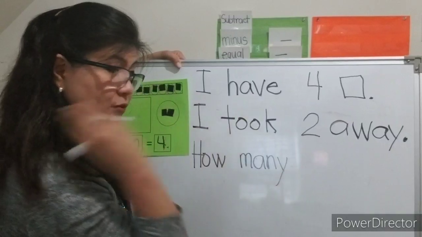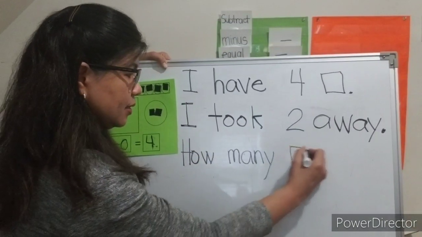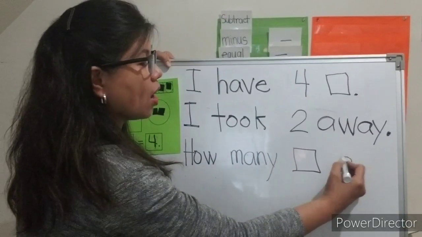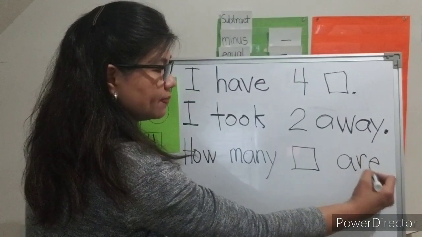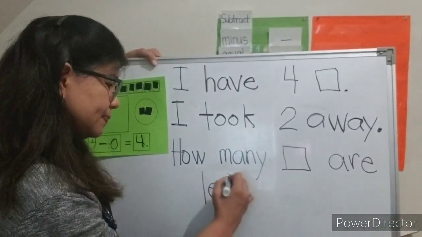So remember the sight words. So now we're using the sight words now. How many squares are? R is another sight word. R, A-R-E, left. Left is also our sight word.